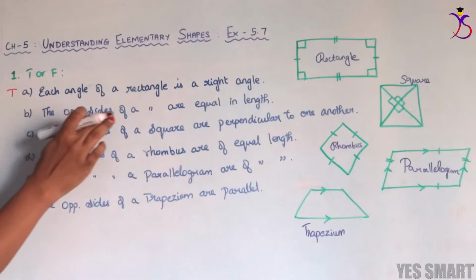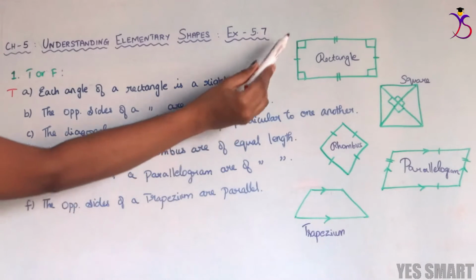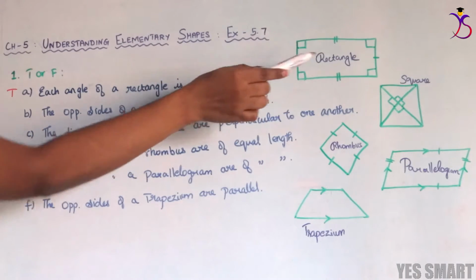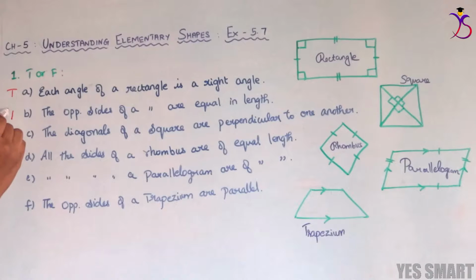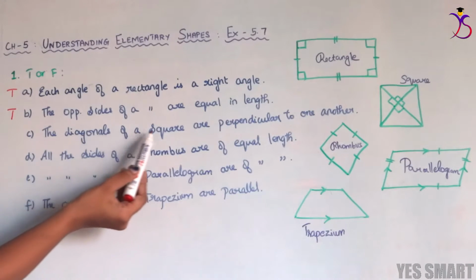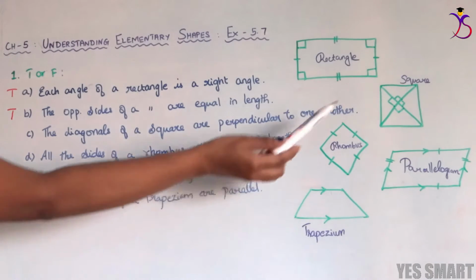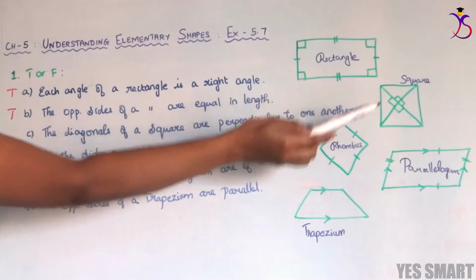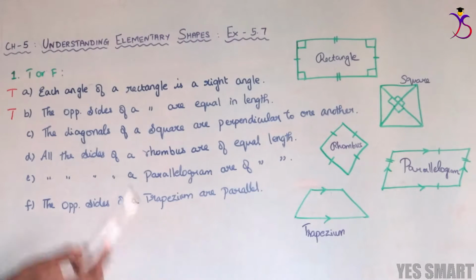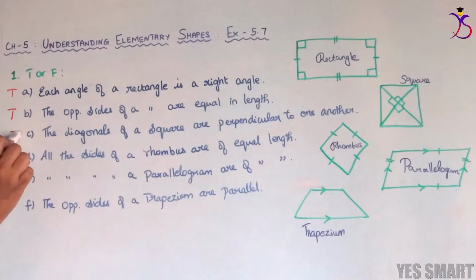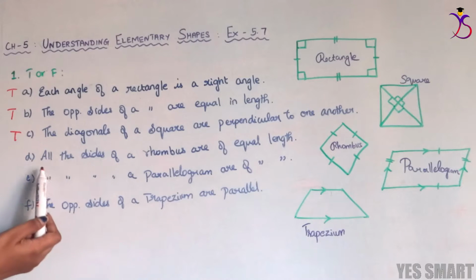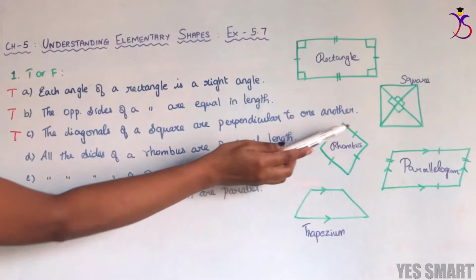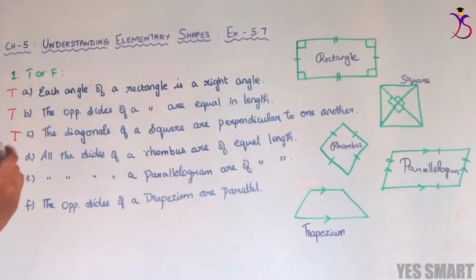Now, the opposite sides of a rectangle are equal in length. We already knew the property of a rectangle that the opposite sides are equal in length. Therefore it is true. The diagonals of a square are perpendicular to one another. So here there is a square. The diagonals bisect each other and they form 90 degrees. Therefore they are perpendicular to one another. Hence this is also true. All the sides of a rhombus are equal in length. Yes, we knew that the sides of a rhombus are equal. Therefore it is true.